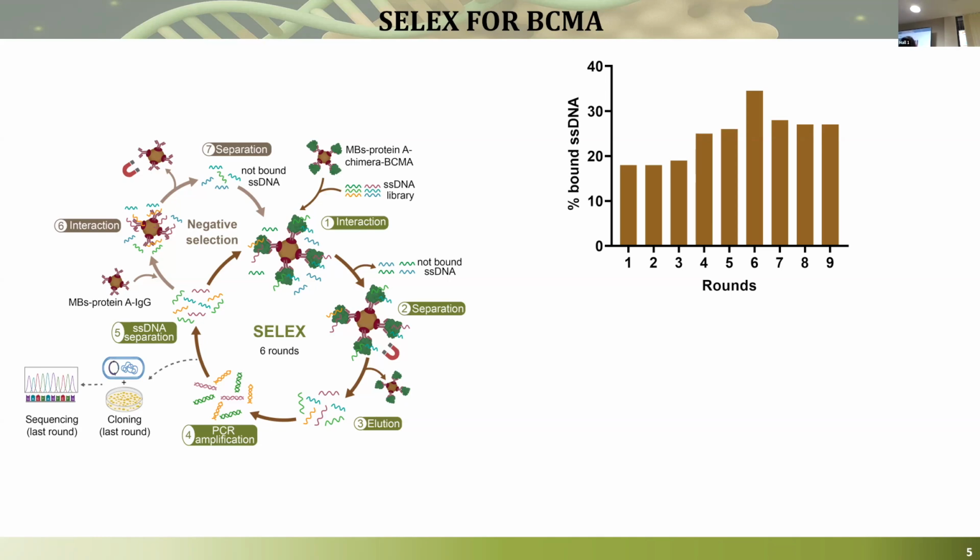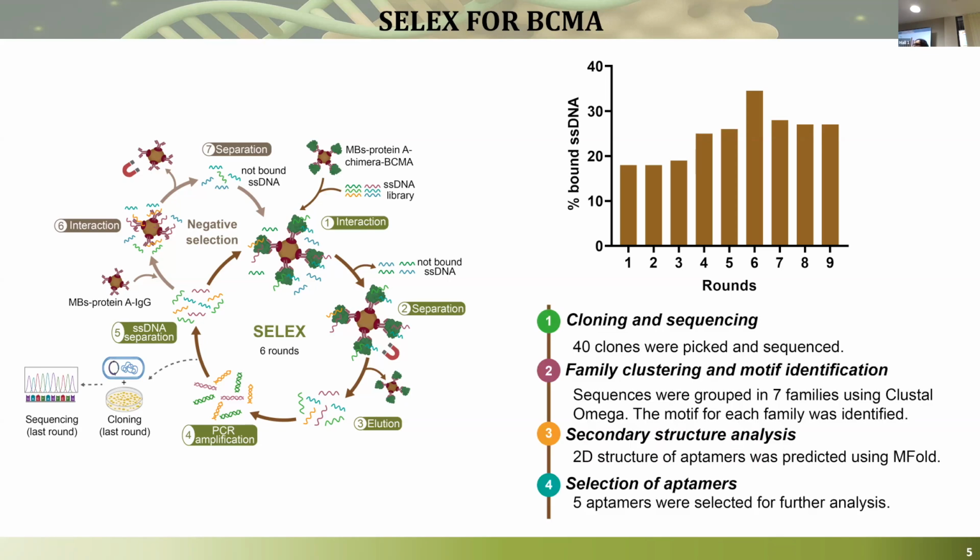And as you can see, we start increasing the enrichment until round 6. But then there is a decrease. So we decided to stop here and keep round 6 to perform the cloning and sequencing. We selected 40 clones, and then using the online tool Clustal Omega, we classified them into families to identify the motifs for each family. And also based on the secondary structure, we selected 5 aptamers for further characterization.